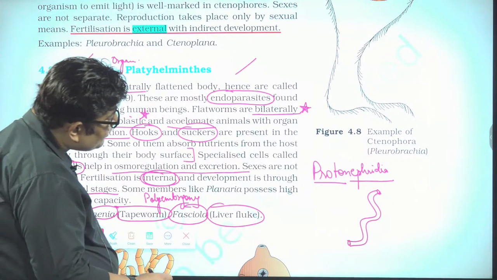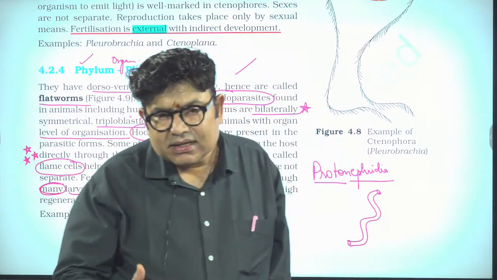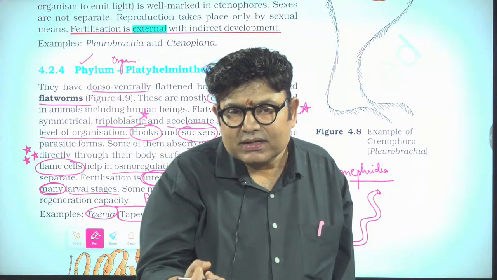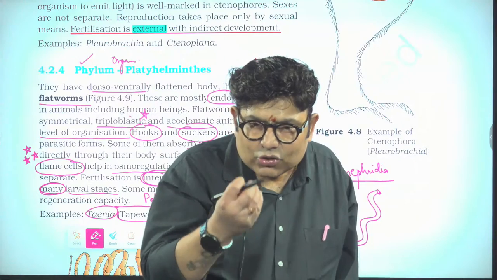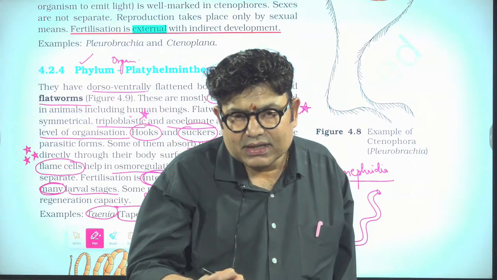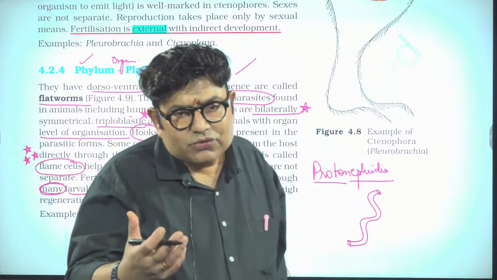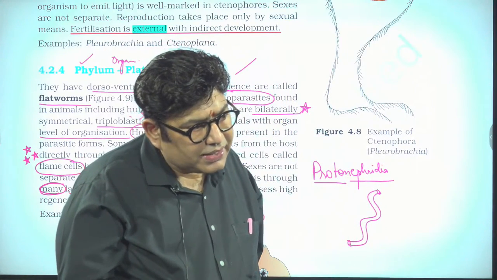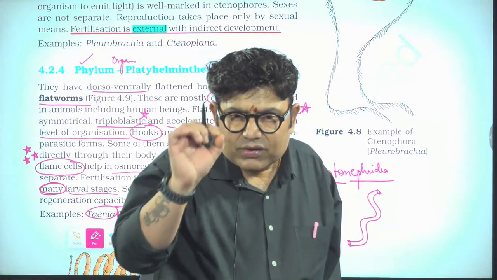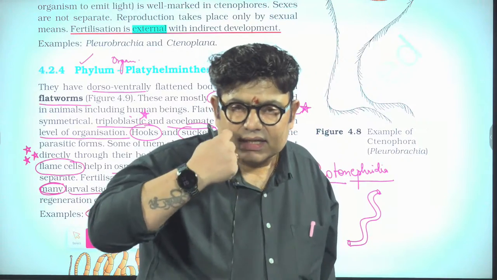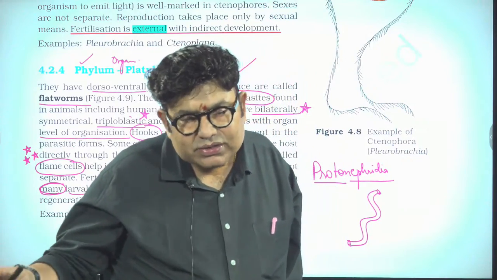Beta, what type of body form or body plan is this? Is it a cell aggregate body plan? Is it a blind sac body plan? Or is it a tube within a tube body plan? In case of platyhelminths, what type of body plan do you find? It is a blind sac body plan, and only one opening for both ingestion and ejection. They don't have a separate mouth and anus.